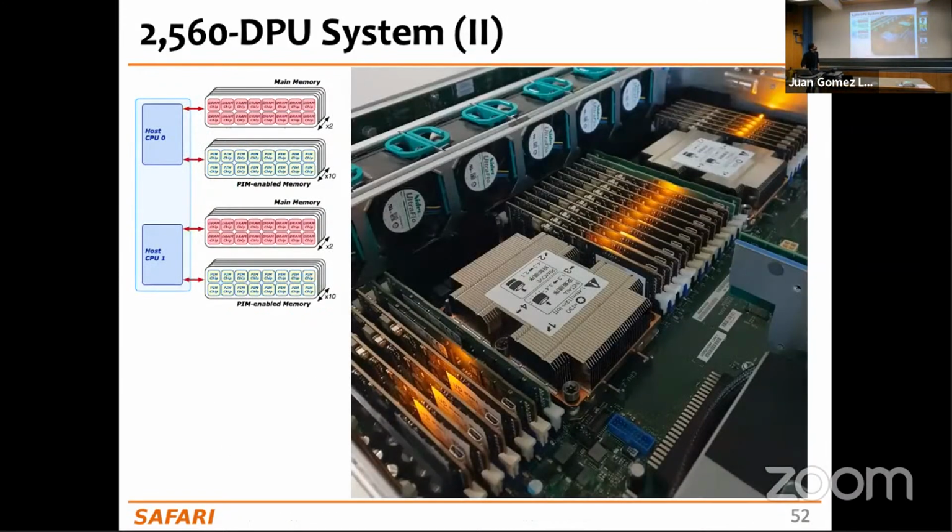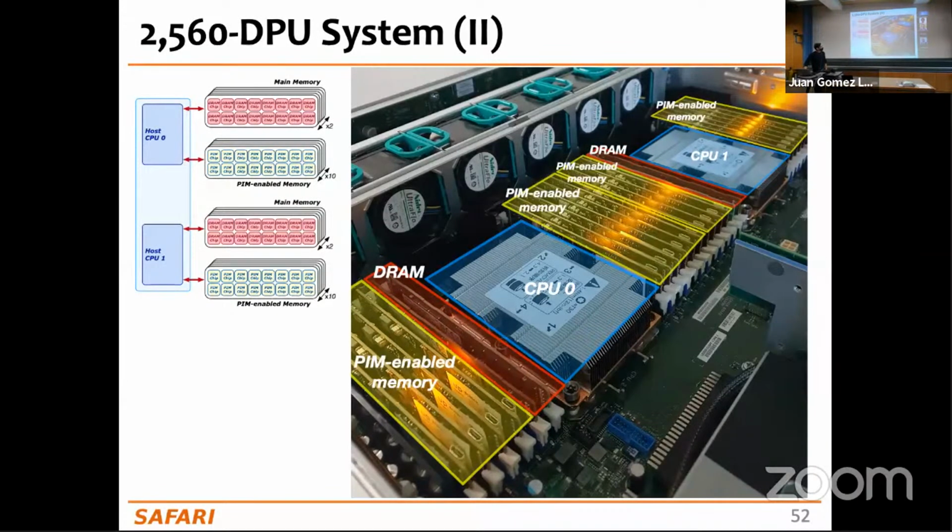And here you can see again the picture of the large UPMEM-based PIM system with the 2 CPUs. These are the DRAM DIMMs for CPU 0 and CPU 1, and these are the PIM-enabled DIMMs.